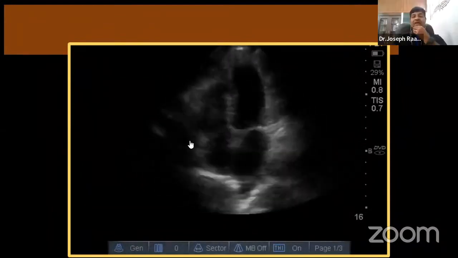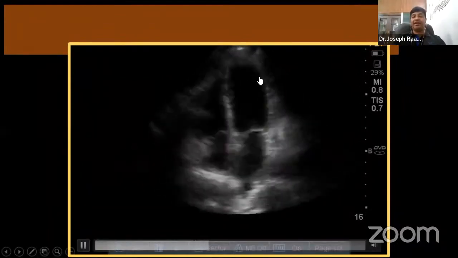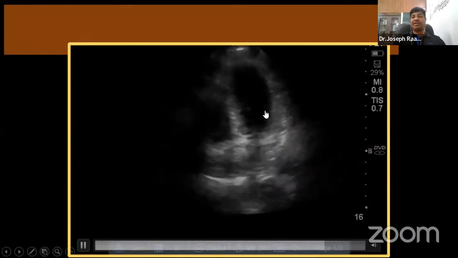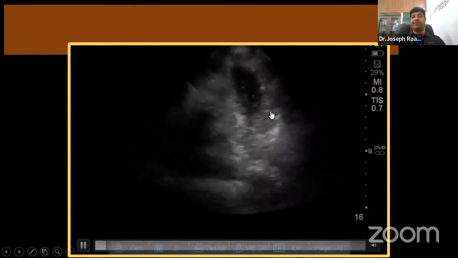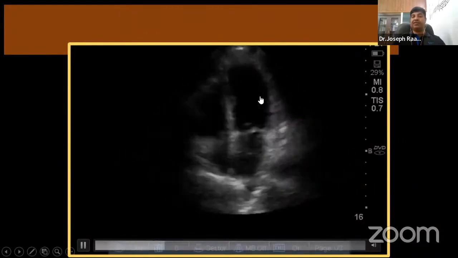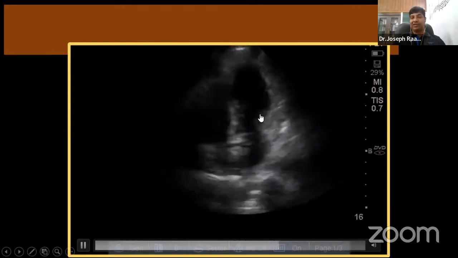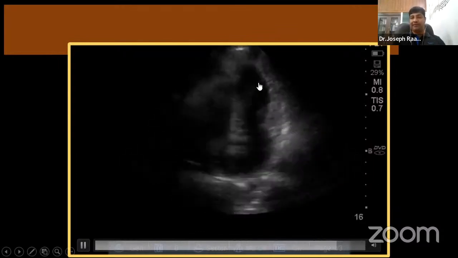No. I told you that to assess the systolic function, you need to look at how the chamber size is changing. The same concept applies here. There is not much change between systolic and diastolic chamber size. That means your left ventricle is empty.